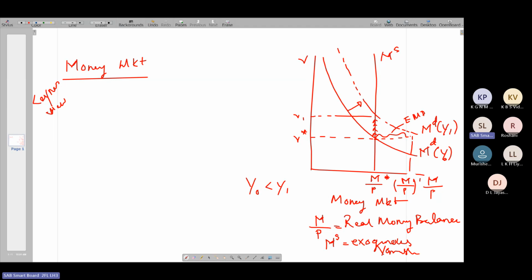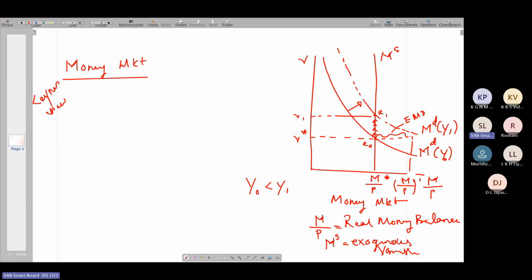So again, the money market comes to equilibrium. Here E0, E1: the equilibrium point moves from E0 to E1. The change is the income level change, so money demand changes and the interest rate also increases. The money market equilibrium changes. Now at this point the money market is in equilibrium. Initially, money demand equals money supply, and after the new change the money market again comes to equilibrium.